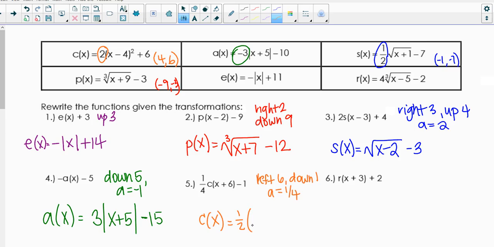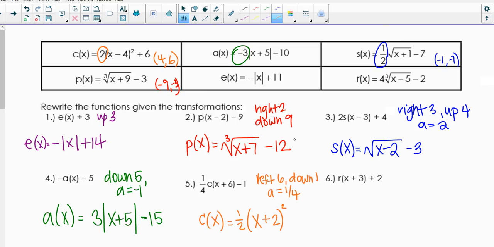So if I'm at 4 and I go left 6, I am now at x minus 2. Nope, sorry, plus 2, right? I was at 4, yep, and I'm going left 6. There we go. We want the opposite. Don't forget to square it because that's your parent function.